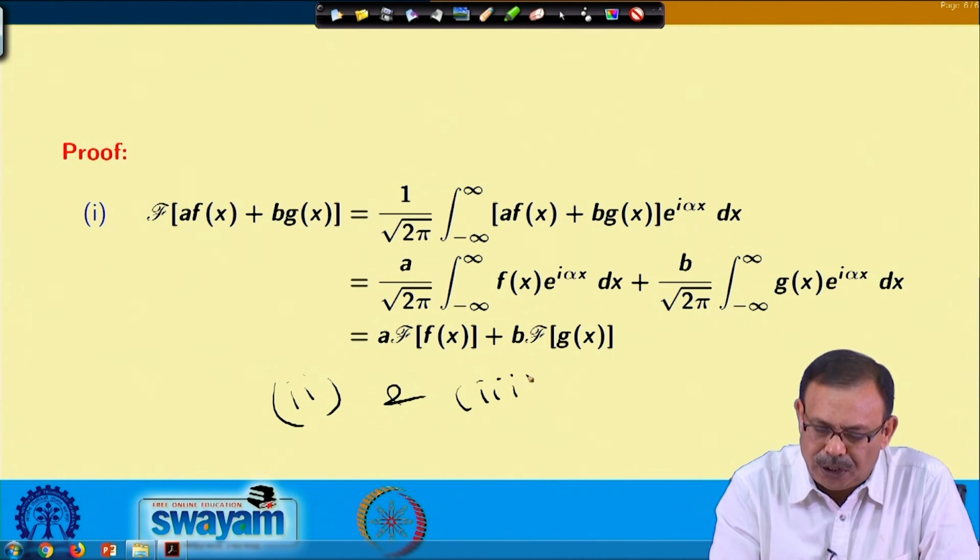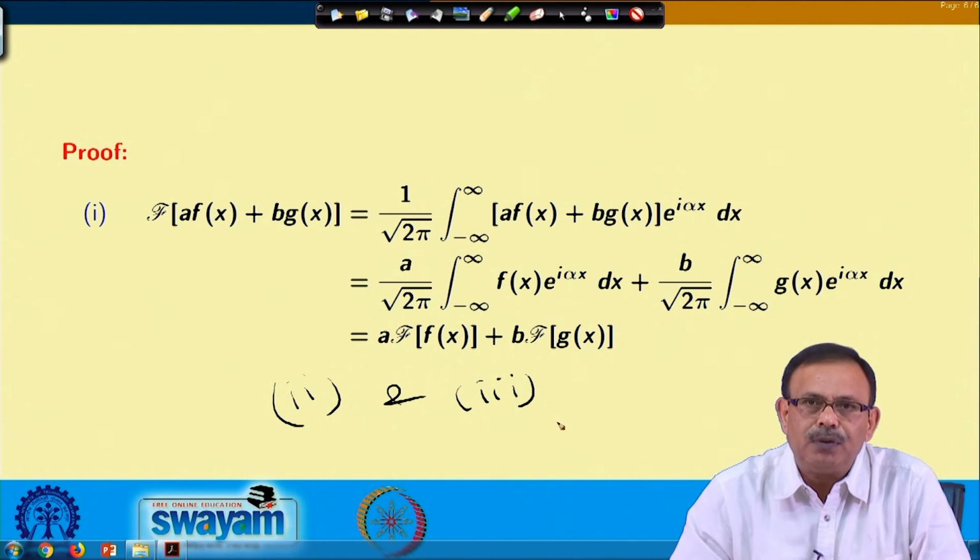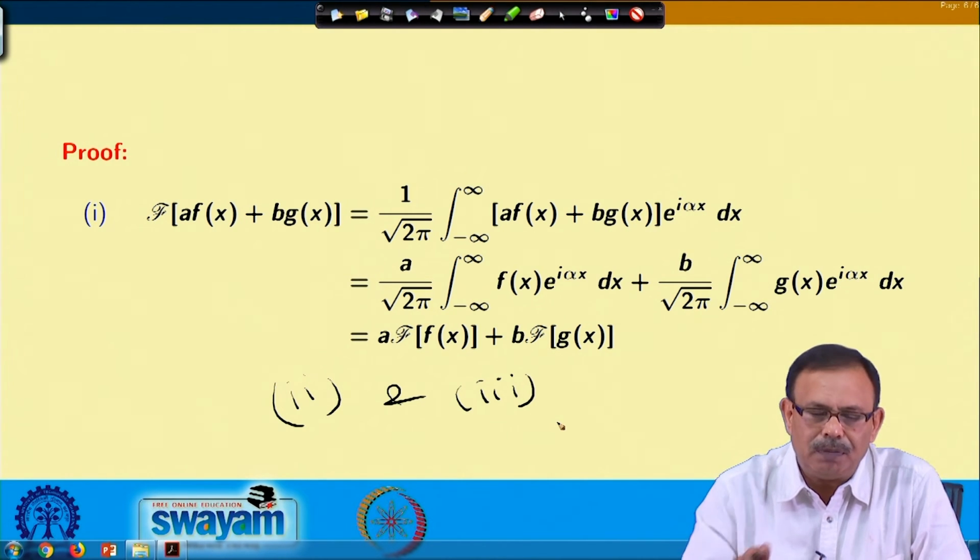I am not giving you the proof of these 2 and 3, because 2 is your Fourier cosine transform of f x plus a Fourier cosine transform of f x plus b Fourier cosine transform of g x equals a into Fourier cosine transform of f x plus b into Fourier cosine transform of g x.